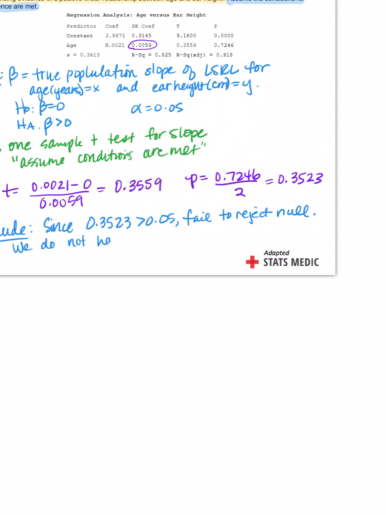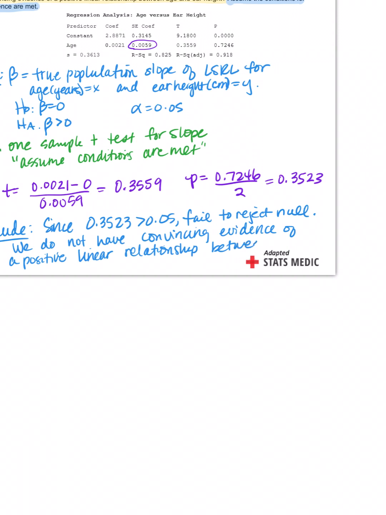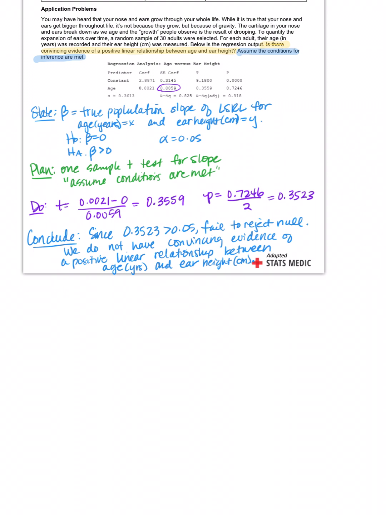We do not have convincing evidence of a positive linear relationship between age in years and ear height in centimeters. So did we prove anything here? Nope. We just said we don't have enough evidence to say it's true, right? Can't prove it, but the evidence isn't very strong. That's all we're saying.